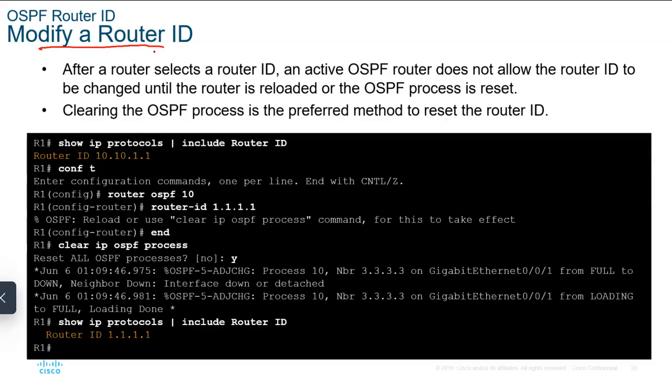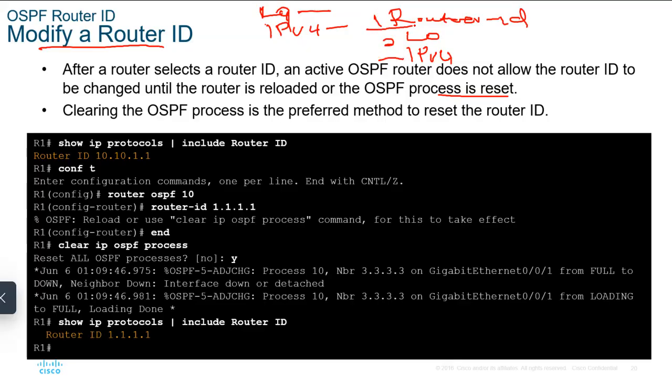So modify router ID. After a router selects an ID, an active OSPF router does not allow the router ID to be changed until the router is reloaded or the OSPF process is reset. So for example, remember the order: first the configured router ID, then loopback, and then the highest IPv4 address.